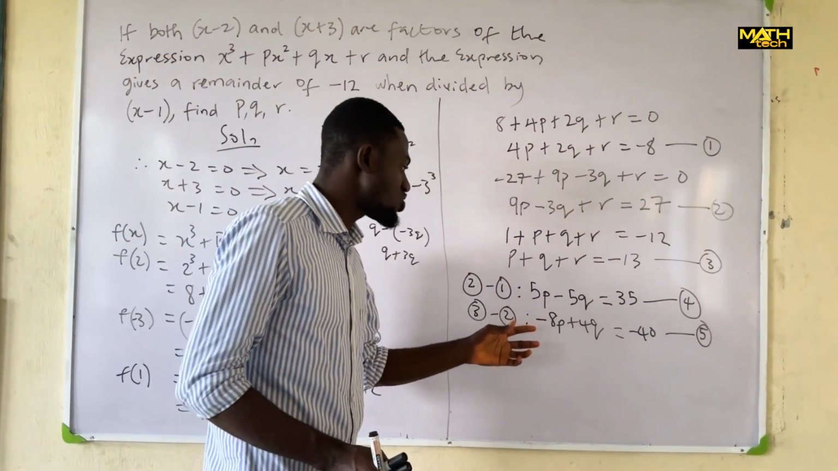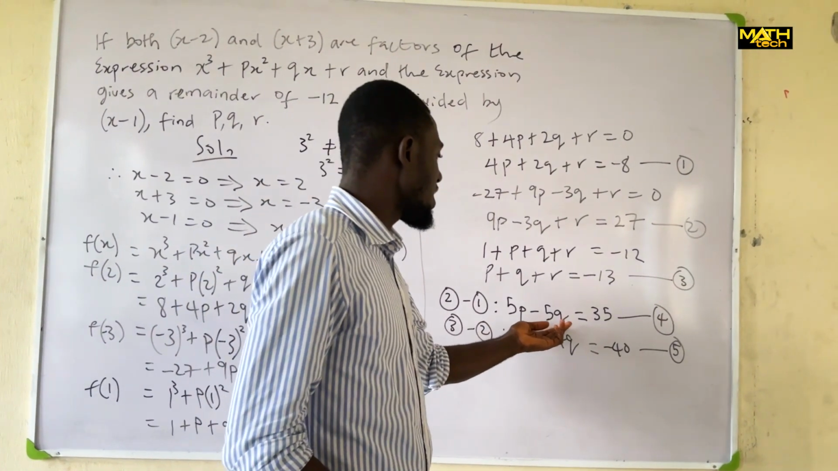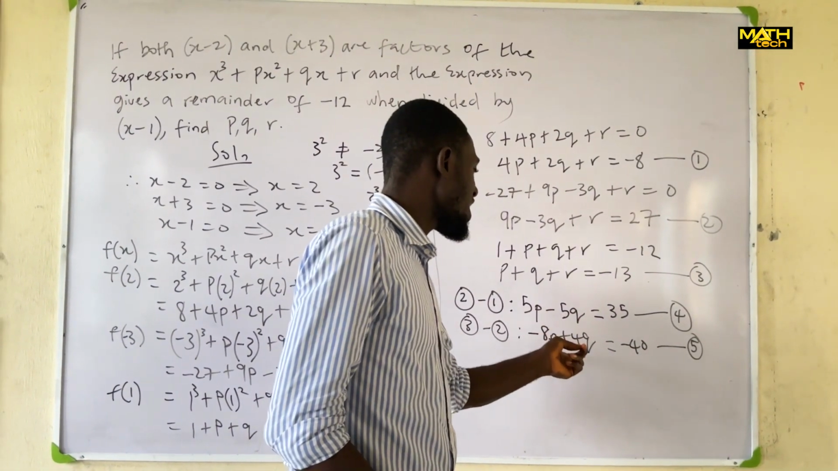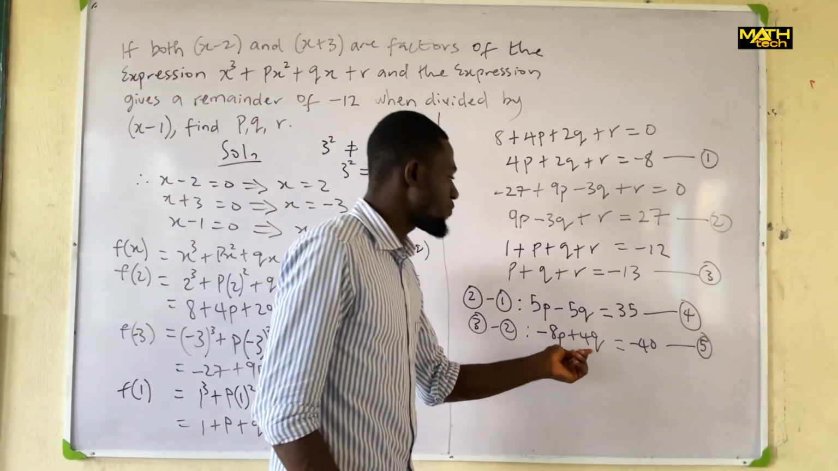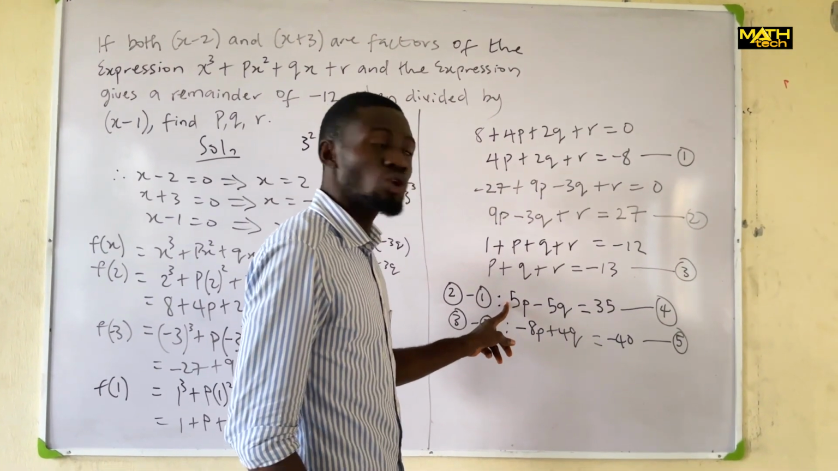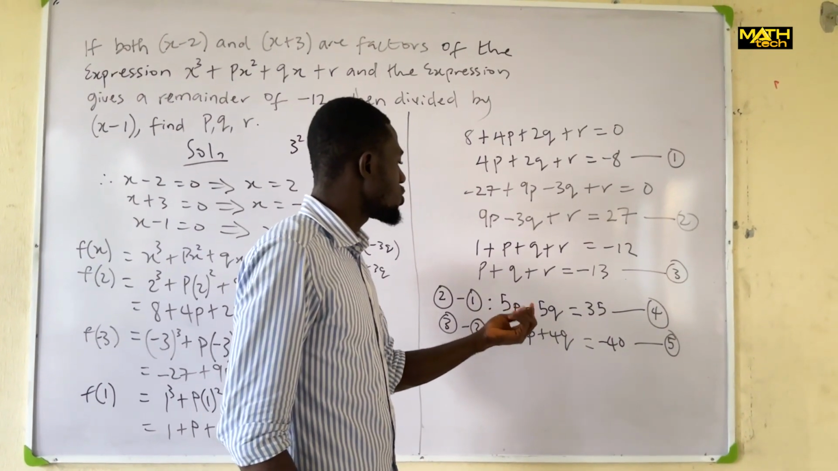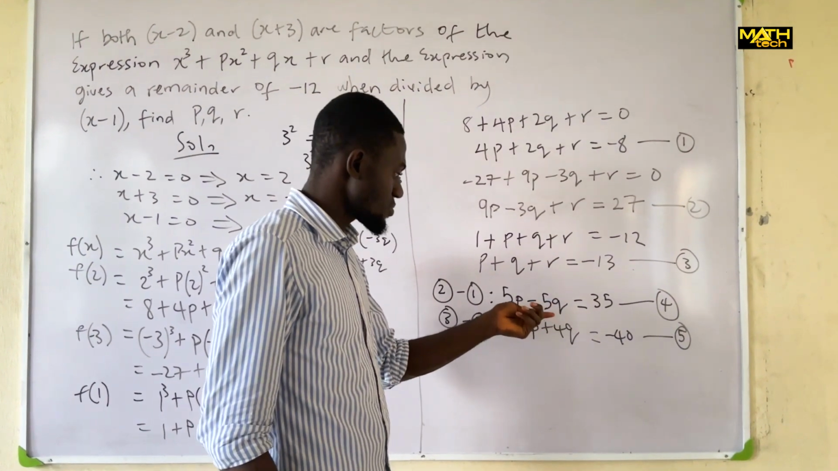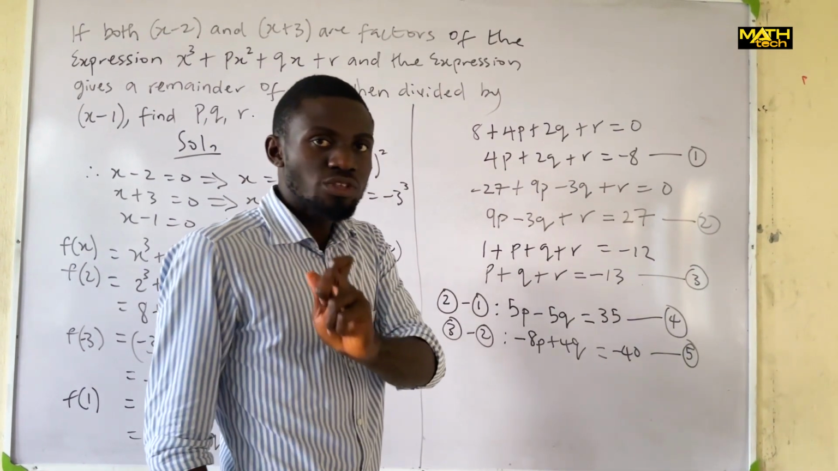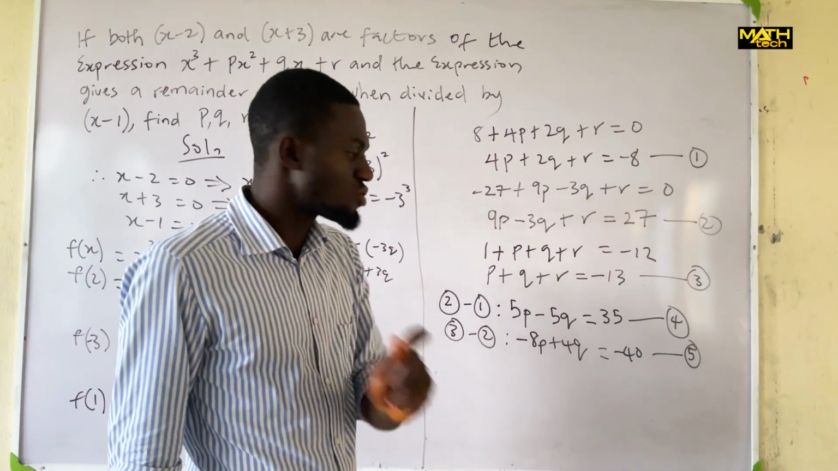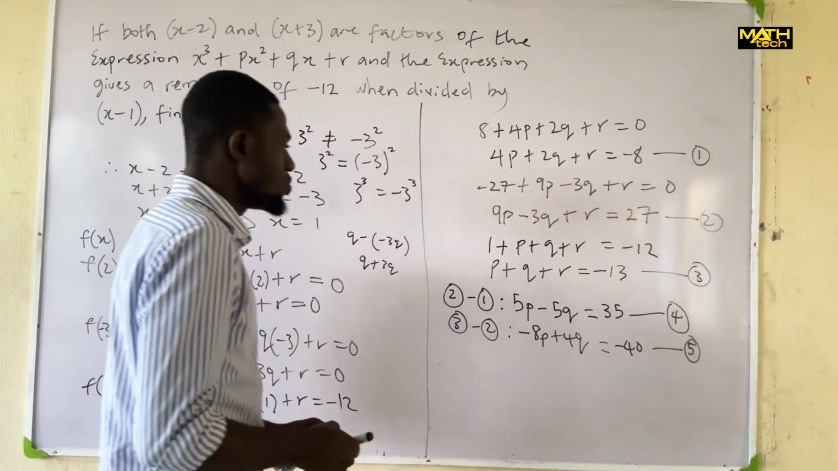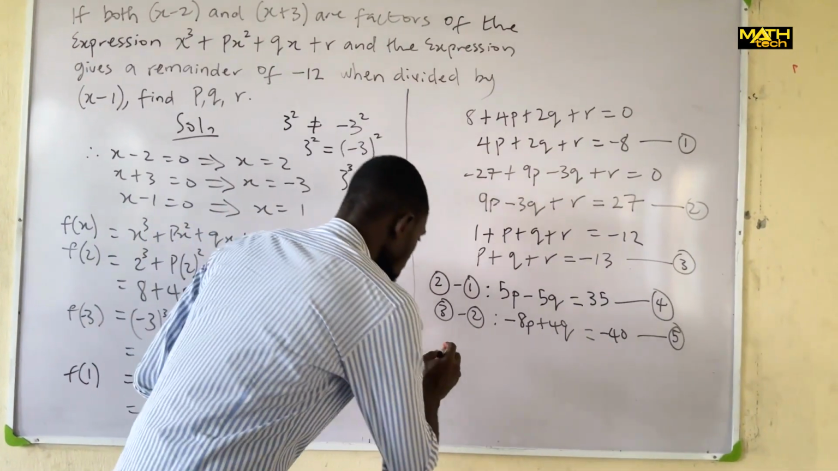Now we are applying the elimination method. We can see that the coefficient of q in equations 4 and 5 is 5 here and 4 here. Now if you use the coefficient of q in equation 5 to multiply equation 4, and use the coefficient of q in equation 4 to multiply equation 5, we will arrive at a result that will help us to get the value of p or the value of q. So let's do that.